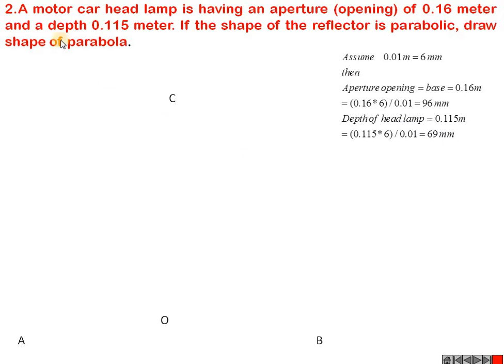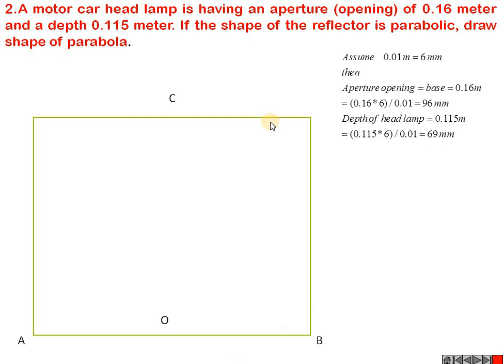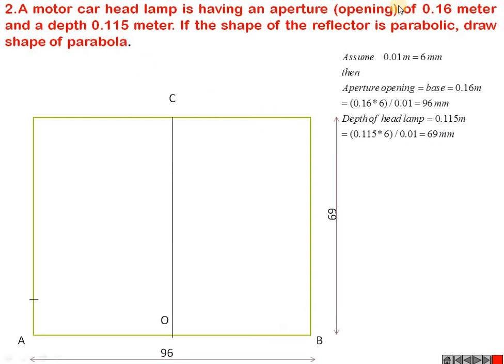The second problem is for the parabola. A motor car headlamp is having an aperture opening of 0.16 meter. Okay, so this is the aperture opening, this is our base, and the depth is 0.115 meter, that is our height. So for a parabola, two things are required. One is the base AB and another is the height OC. So in this case, the aperture opening 0.16 meter denotes the base AB, and the depth 0.115 meter denotes the height.